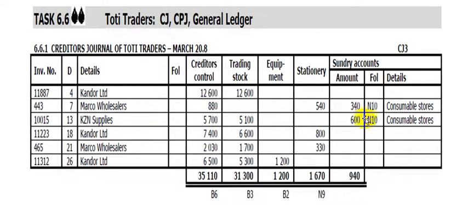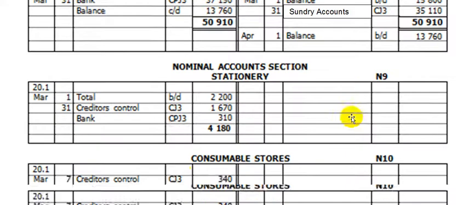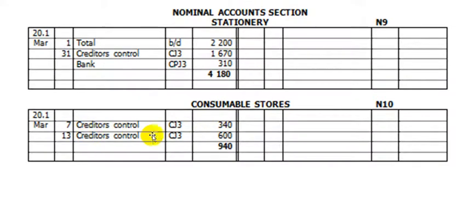Lastly, we look at consumable stores. Now remember, anything that happens in the sundry section on the right hand side, we post it on the specific day that it happened. So we got consumable stores on the 7th and consumable stores on the 13th. So we're going to post them separately. This 340 and 600 will be separate amounts under consumable stores. So there you go.